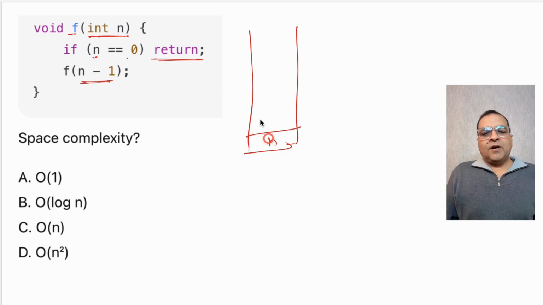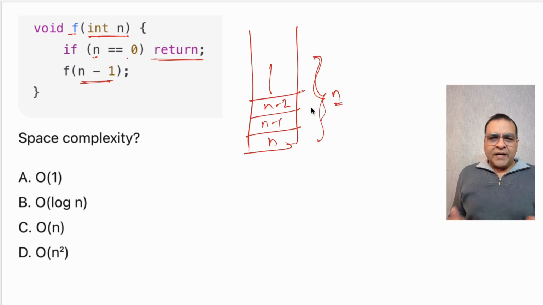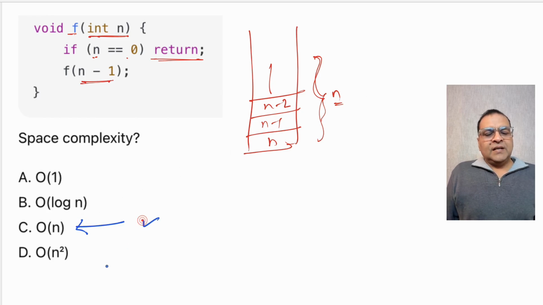First, the function is called for n, then the function is called for n minus 1, then the function is called for n minus 2, and so on. The function in total will be called n times, and every time the function is called, a stack frame is created, and that stack frame takes constant memory. Therefore, the total memory taken will be some constant into n, which is big O of n. This is the correct answer. Let's take the next question.